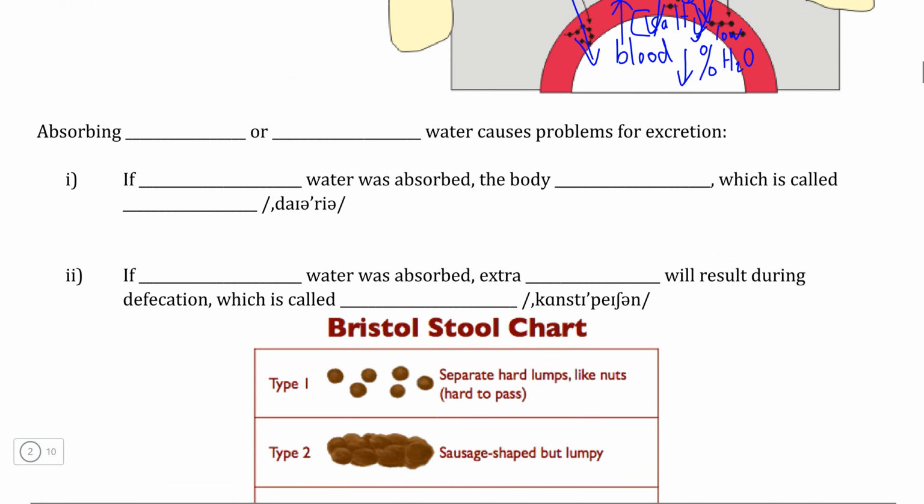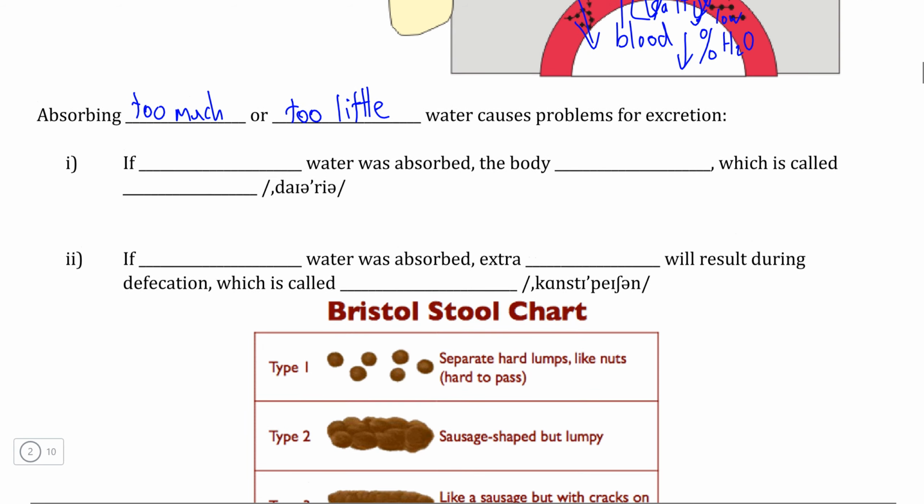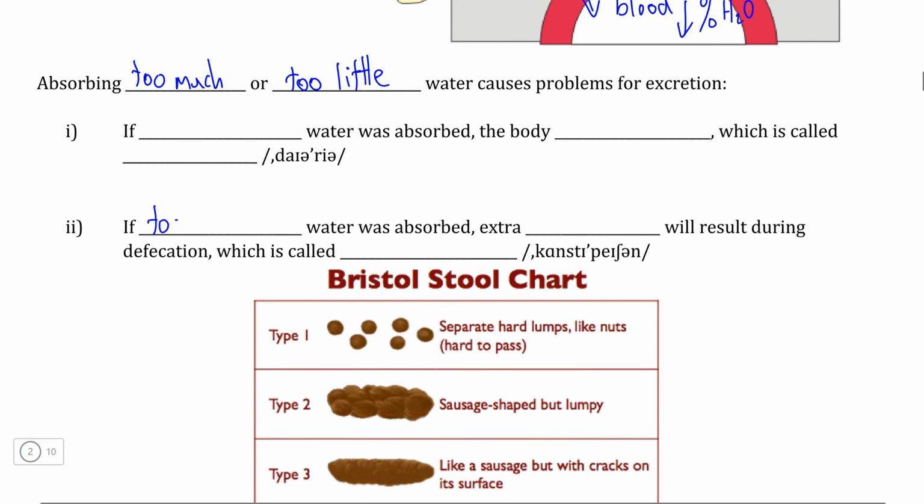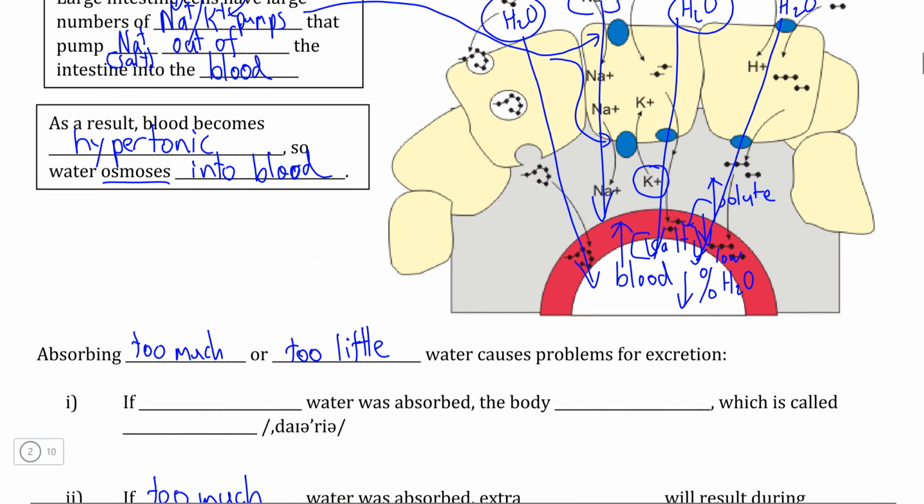Now, in the previous video, we addressed that this balancing act needs to be very tightly regulated, especially around the sigmoid colon, because if your large intestine absorbs too much water, or even worse, too little water, there are two excretion problems, let's just call them, that result from this process. For example, we'll start where your large intestine absorbs too much water. What exactly does this mean?